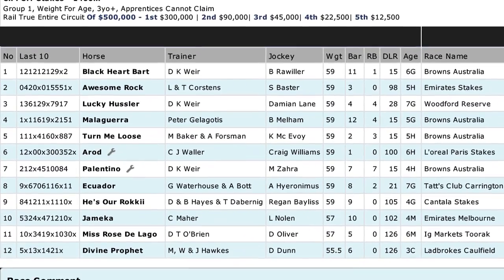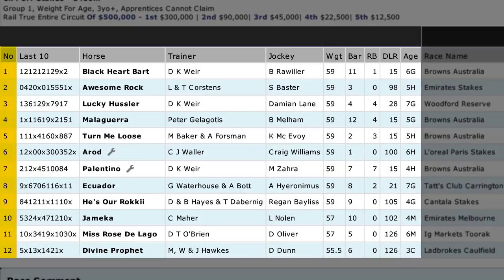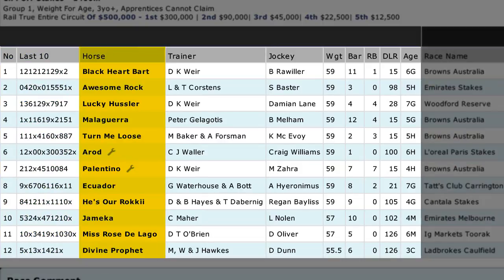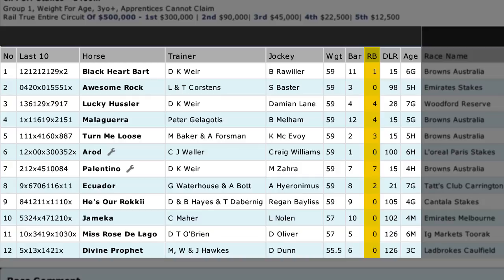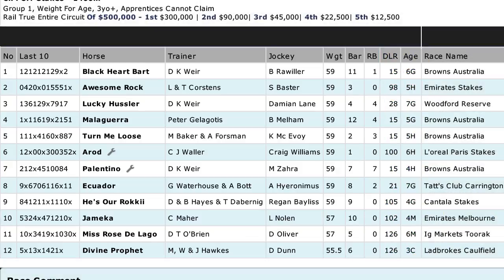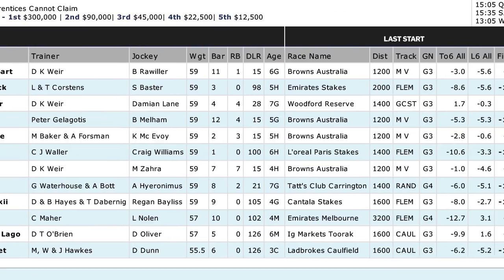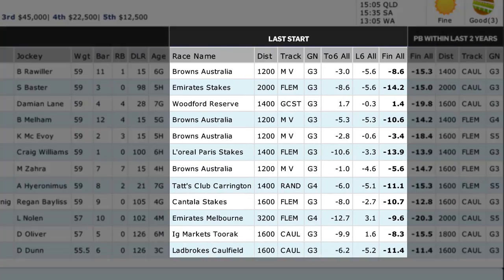From left to right, we see familiar information such as saddlecloth number, last 10 starts, name, trainer, jockey, weight and barrier. RB relates to how many runs back a horse has had in its preparation. 0 indicates they are first up into this race. DLR is days since their last run, and age is exactly that, with a reference to the sex of the horse. From there we move right to look at their last start performance.